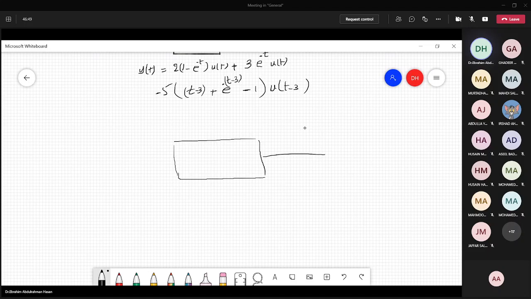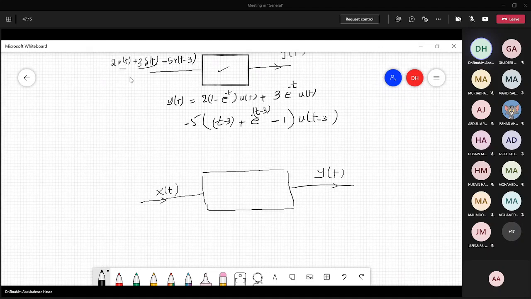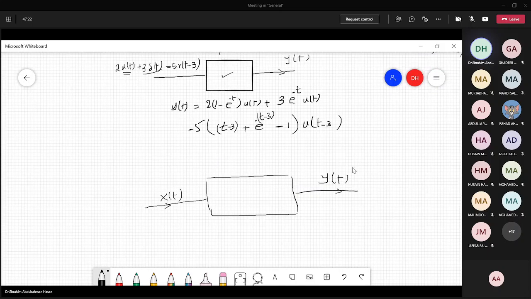Now, what is the output? This one is not only applied for e to the power of minus t, we can apply it for anything. This is just an example here, okay? So this is x of t now. But for x of t, instead of having a singularity function, we have a waveform.